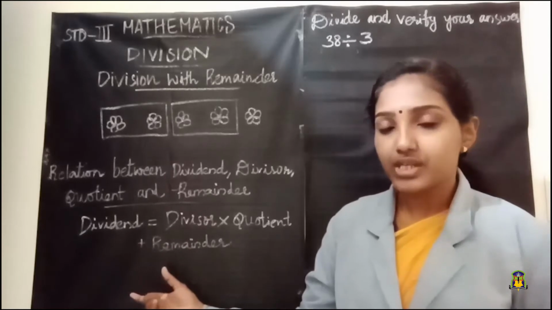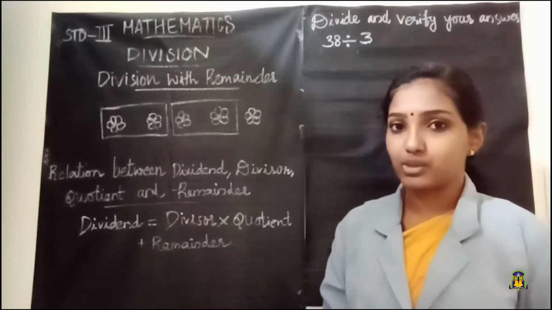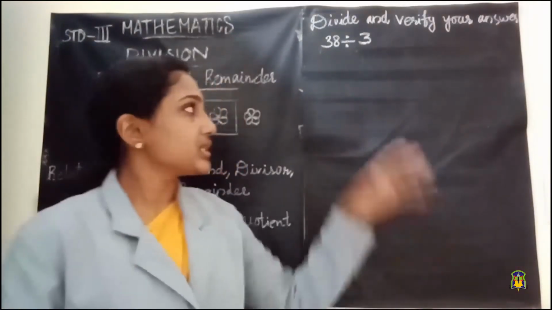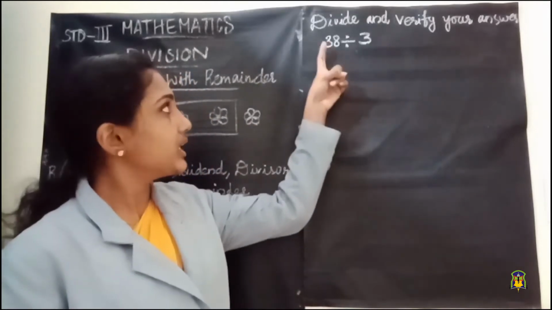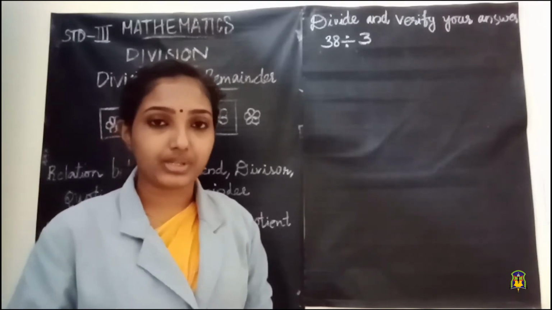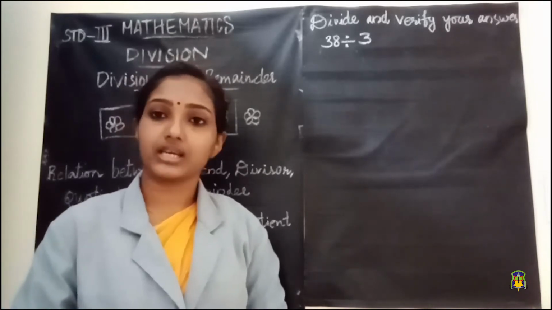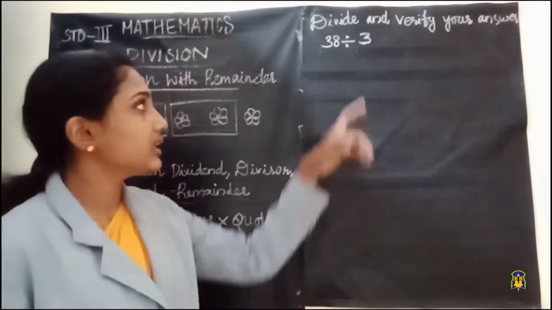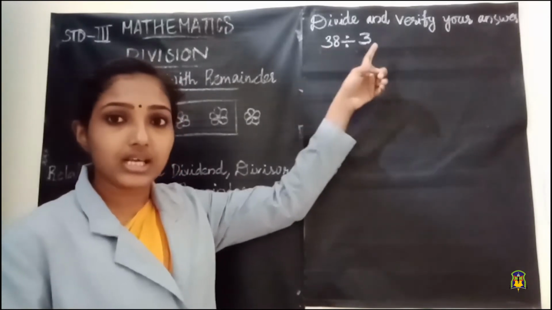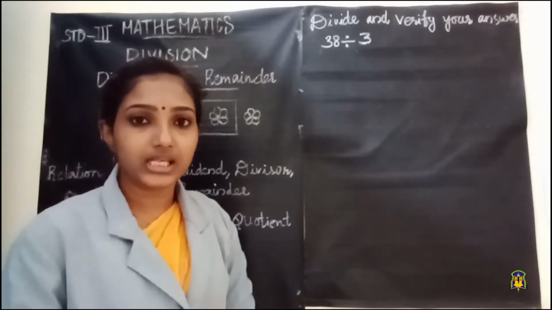This relation can be used to check whether our answer in division is correct or not. Let's see how, by solving a question here. The question is to divide and verify your answer. So first we have to divide, and also verify whether our answer is correct or not. Here it is 38 divided by 3. 38 is the dividend and 3 is the divisor, right? First we can do our division.